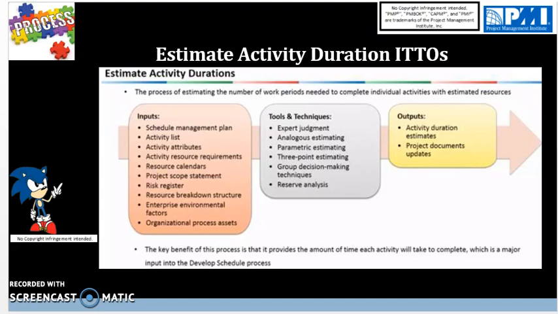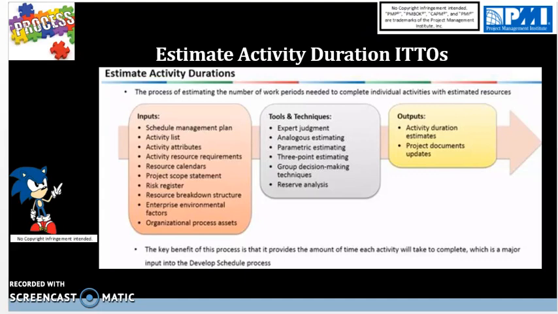Next input is a project scope statement, which comes from the define scope process, and this makes sense to be an input because it gives a general idea of how long the project will be, along with any risks, assumptions, and constraints that need to be considered for estimating the activity duration.